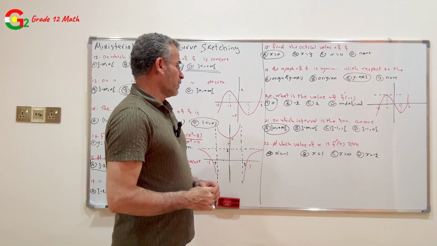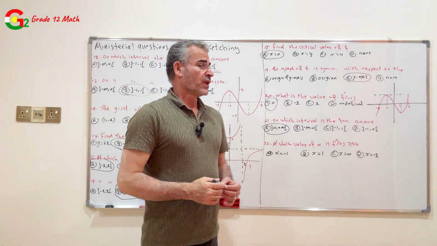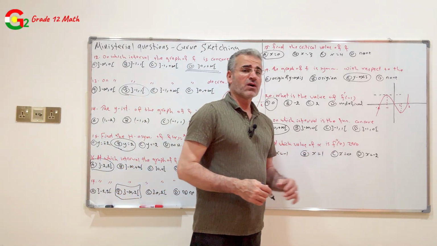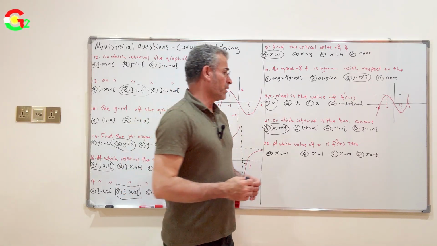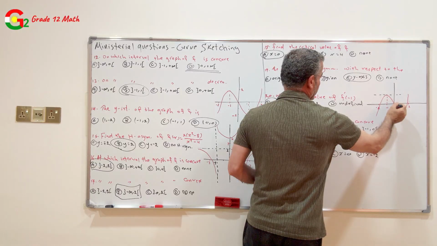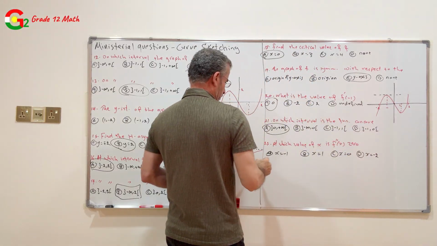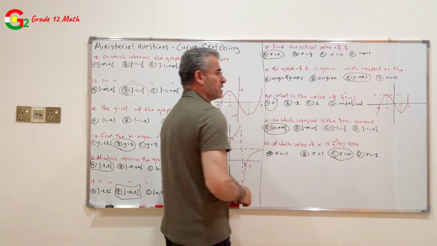At which value of x is f double prime of x equal to 0? f double prime of x equal to 0 means the inflection point of the function. The inflection point is at x equal 0. Therefore, the right choice is C.